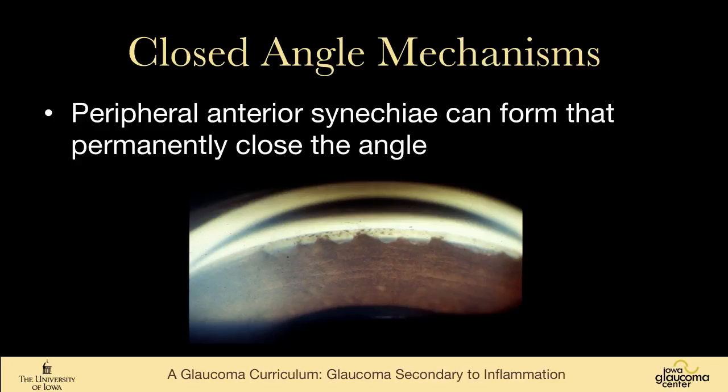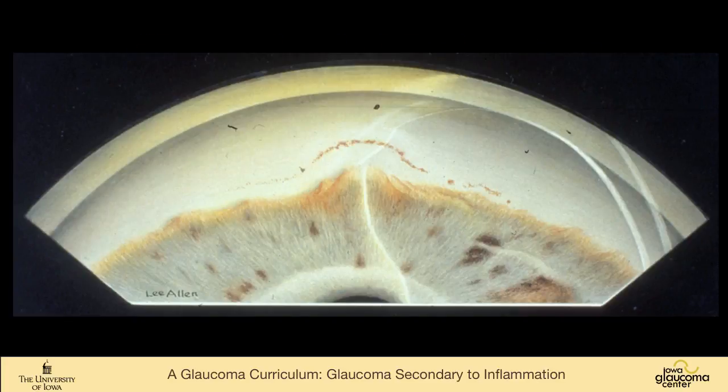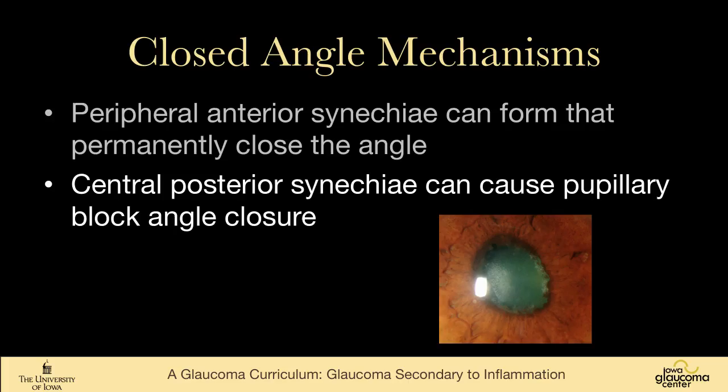This is a patient with VKH who has inflammatory glaucoma. This Lee Allen painting just shows the fact that if you have a synechia or areas of synechia, there's often a line of pigment anterior to the synechia. One can also develop central posterior synechia that can cause pupillary block and angle closure, as you can see in this eye here.